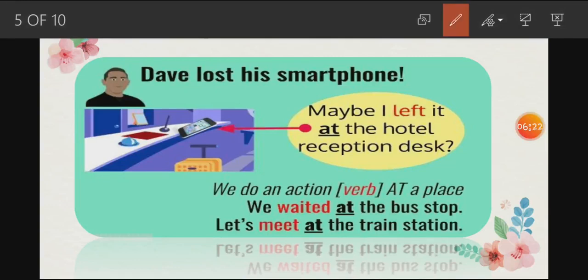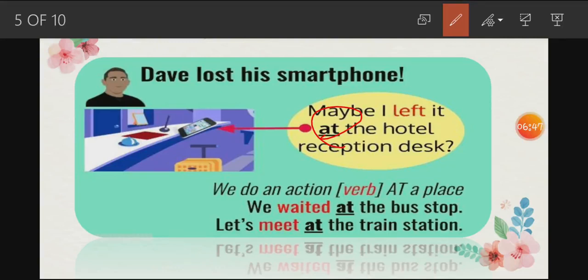Dave lost his smartphone. So it's a situation. Now maybe he left it at the hotel reception desk. So why is it written "at" here? Here is the preposition at. Why? Because we do an action or verb at a place, in a specific place. That's why here is the at.